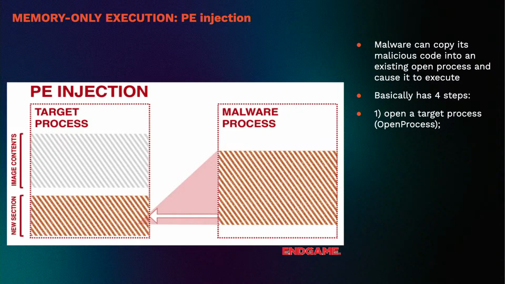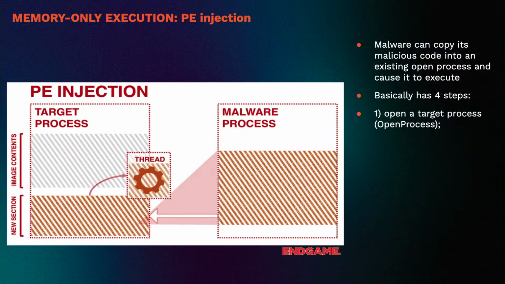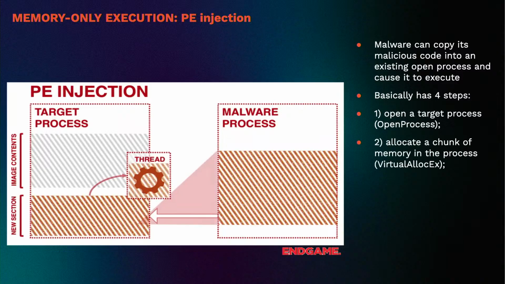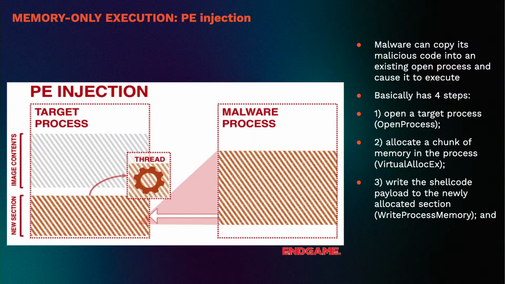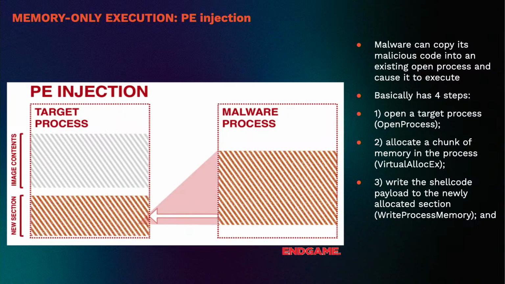So there's a process that we trust, it's executing in memory. The first thing that I'll do is open that target process. There's certain calls on the operating system that Windows supports. OpenProcess is one of them. The second step that the attacker takes is to allocate a chunk of memory in the context of the executing process. And then ultimately, the attacker writes their payload into that memory space.